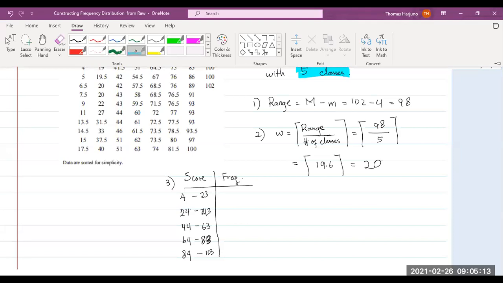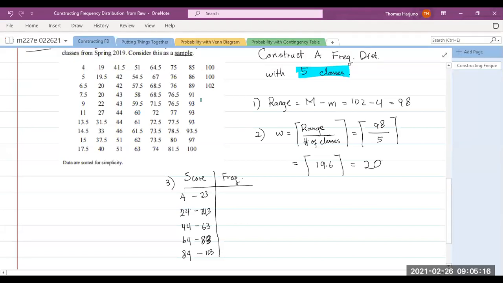I'm done with the framework for the classes. Now I start doing the tally. So the first class is 4 to 23, and then 24 to 43, 44 to 63, 64 to 83, and then 84 to 103.